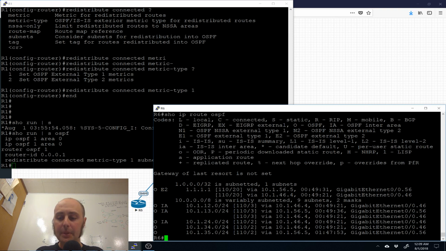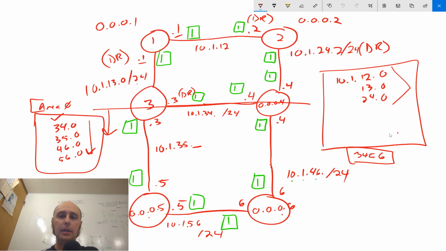Okay. Now let's see what that does over here at router 6. Okay, so it gives us our redistributed cost of 20, and I think +3 for each link in the path. Let's bring up our whiteboard to verify. We're down here on router 6.